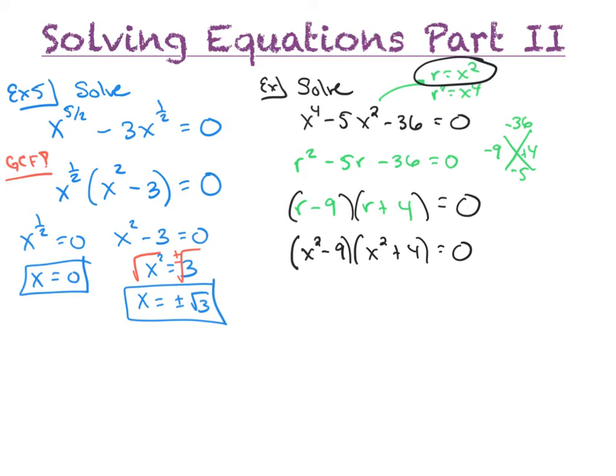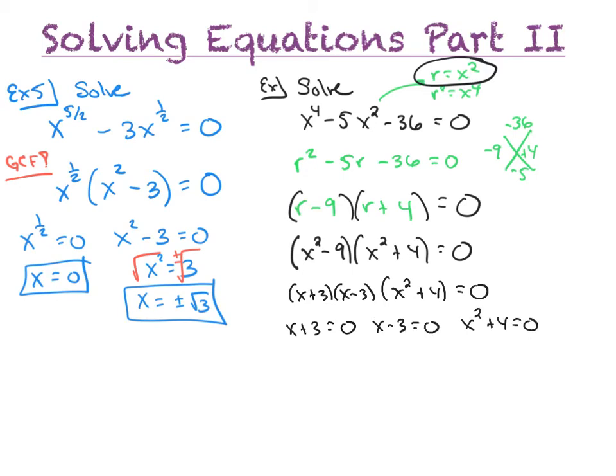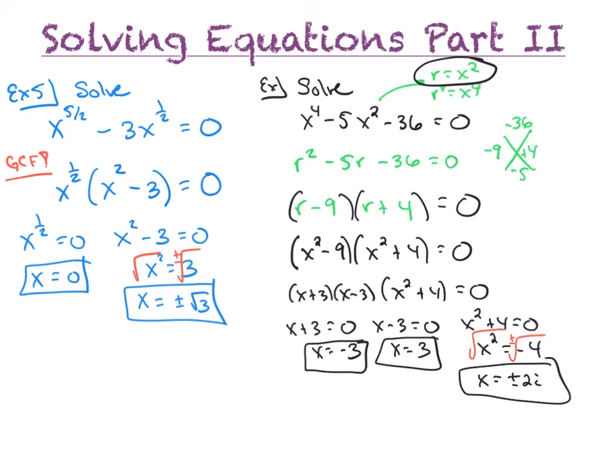The x squared minus 9, we can factor, so x plus 3, x minus 3, but the x squared plus 4 doesn't factor any further. We can still set everybody equal to 0, though, so x plus 3 is 0, x minus 3 is 0, x squared plus 4 is 0, so we have x equals negative 3 and positive 3. When we say x squared equals negative 4 and square root both sides, we have x equals plus or minus 2i. So plus or minus 2i and plus or minus 3 are our four answers.